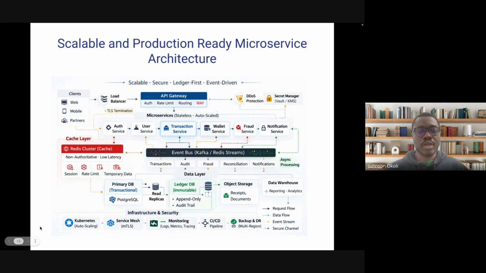Yeah, and then the Kubernetes I mentioned earlier. So this is more like being able to auto scale based on your traffic. Your system is able to contract and expand based on the current traffic on the system.